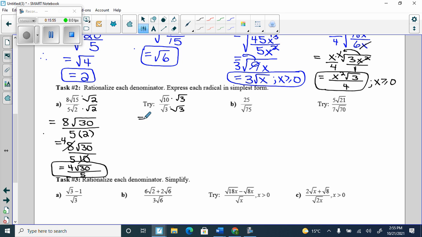So what's root 10 times root 3? Square root 30 over what's root 3 times root 3? 3. Can I reduce the root 30? No. Is there a number in front that could cross off with the 3? No, I'm done.